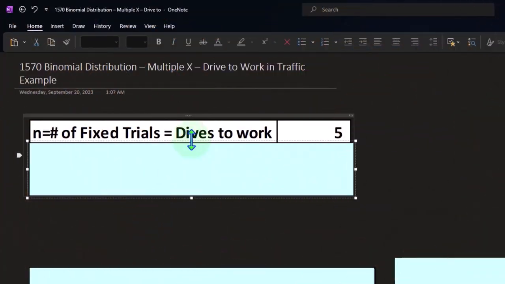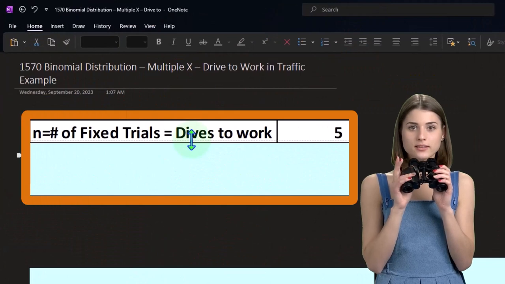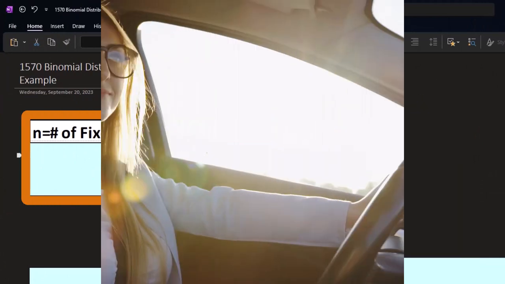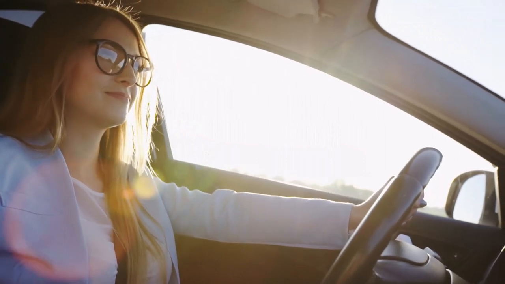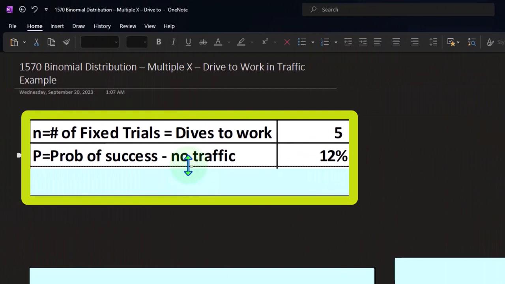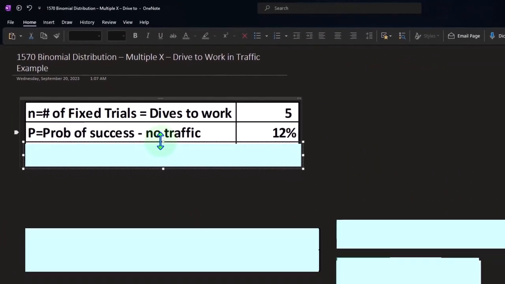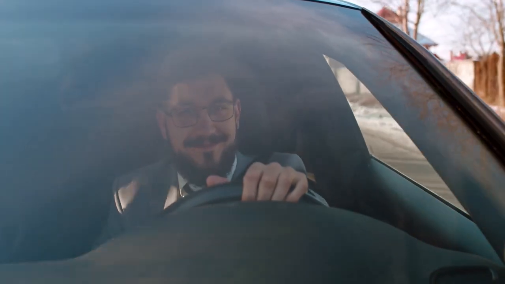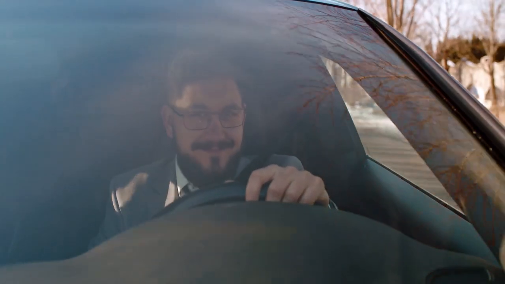So here's another example. N equals the number of fixed trials, which are going to be drives to work. So we're driving to work, and we're going to say five times. That's going to be our fixed trials. The probability of success, meaning success in this case, we're defining as no traffic. So when we're driving to work, if there's traffic, it's not a success. If there's no traffic, success.